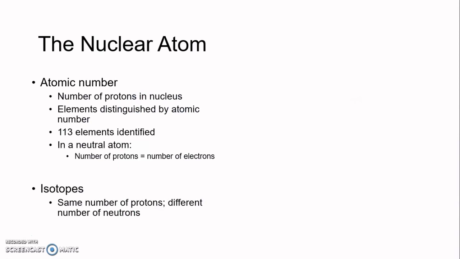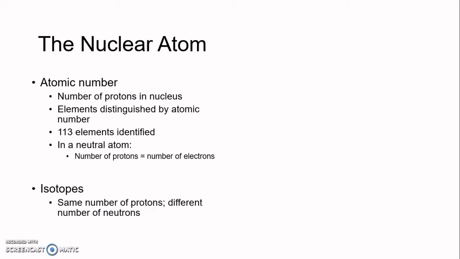Now that we know what an atom is made of, let's talk a little bit more about how we identify one atom from another, from different elements. The basic principle that we use is the atomic number. The atomic number indicates the number of protons in a nucleus. Now, this number of protons determines and distinguishes one element from another.